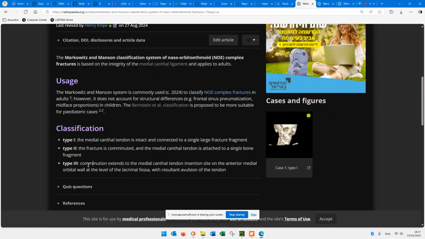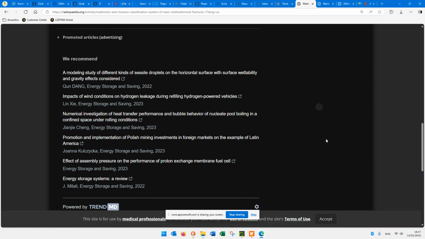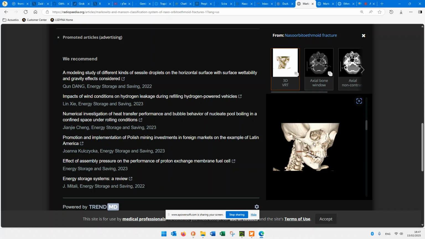Now, the third is that there is comminution, but also the medial canthal tendon insertion site is, let's say, torn and avulsed, because the comminution of the fracture extends to the medial canthal tendon and avulses it. So this is the idea of the naso-orbito-ethmoidal complex fracture of the face, with its Markowitz and Manson classification into three types. And we saw some imaging in that regard. This is type 1 again.